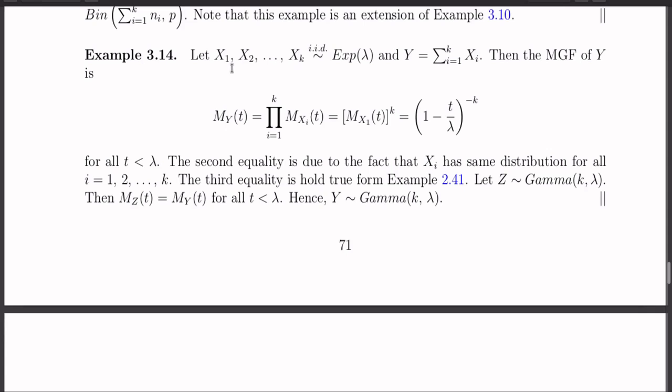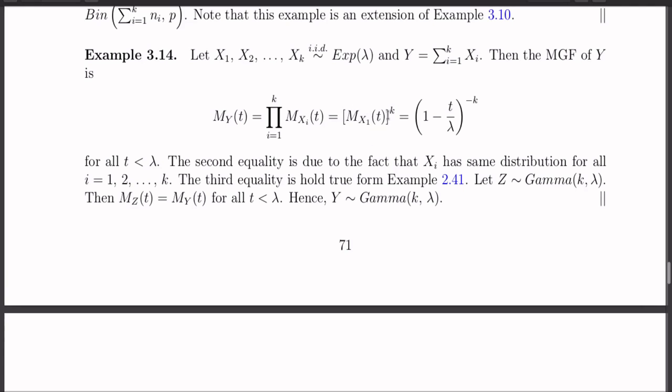In this case, I have X1, X2, ..., Xk that are IID with exponential lambda distribution. Again, I try to find out the moment generating function of Y. We proceed in the same way. Again, it can be written as the product of the moment generating functions of Xi. Now, because all the Xi's have the same distribution, the moment generating functions of all the Xi's are the same. So this product can be written as the moment generating function of X1 to the power k.